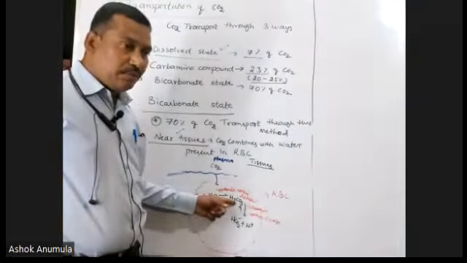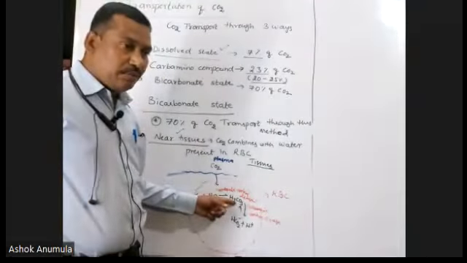When bicarbonate is coming outside, at the same time, chloride ion enters into the RBC. This process is also called as antiporter. Just now we discussed amphoteric, and this process is called antiporter. What is meant by antiporter?